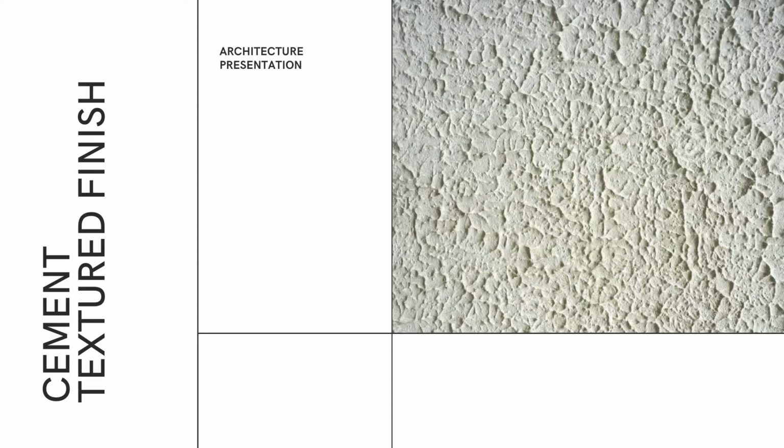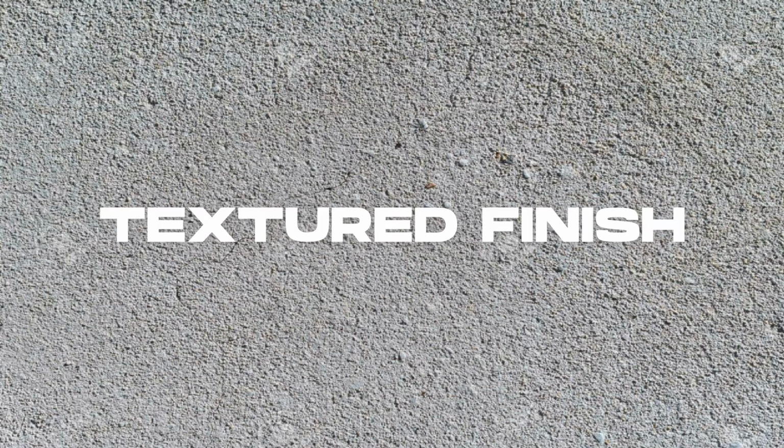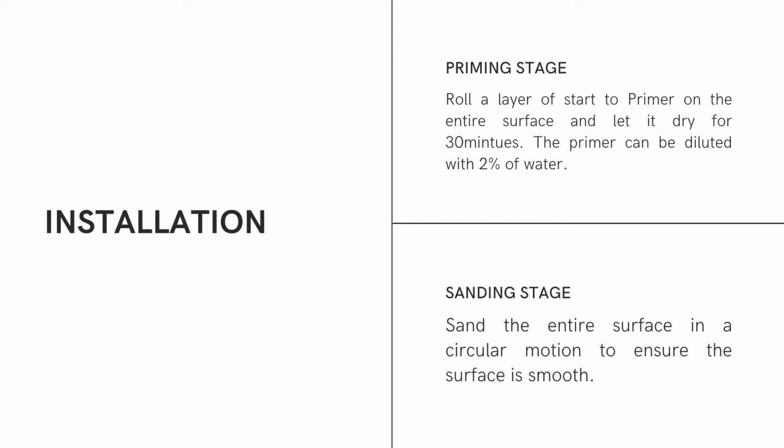Next type is the cement textured finish. This is a decorative finish and its mortar is prepared from cement-based material. It is applied as sand-faced plaster with a trowel, and after that, it is colored with paint. This material is installed by the following steps.